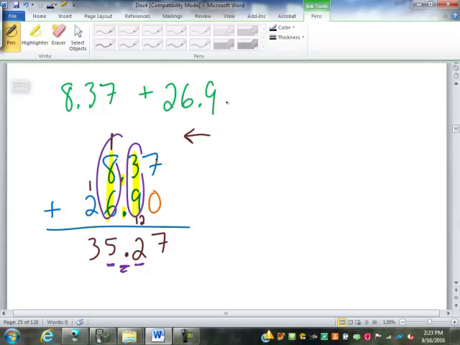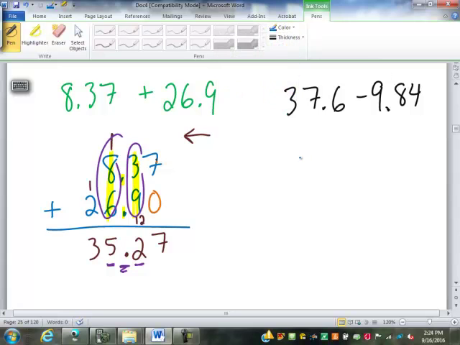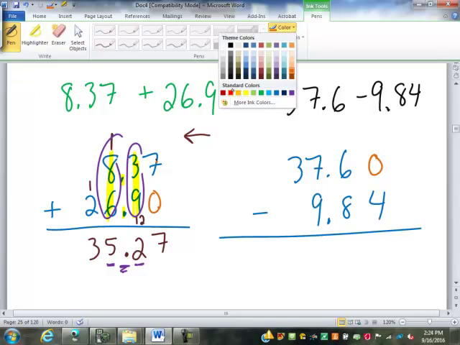When we go to subtract decimals, so you have 37.6 minus 9.84. Just like with addition, as you guys pointed out, we have to line up the decimal points. Now with addition, we could have got away without putting this 0 in and just brought the 7 down. For subtraction, we have to put that 0 in. Otherwise, there's nothing to subtract the 4 from.